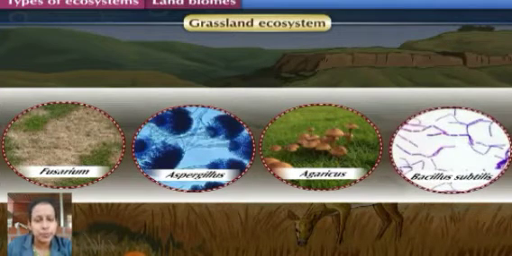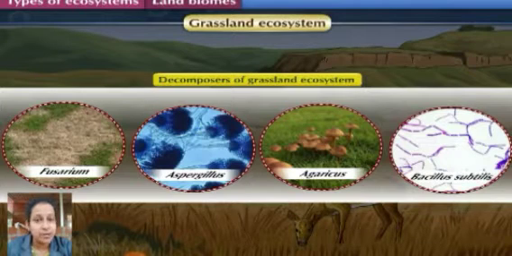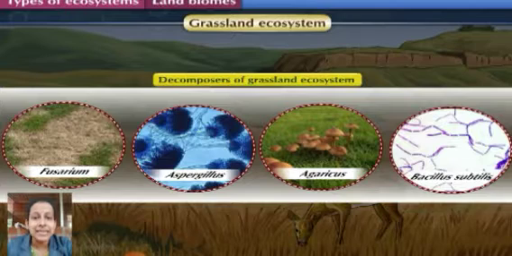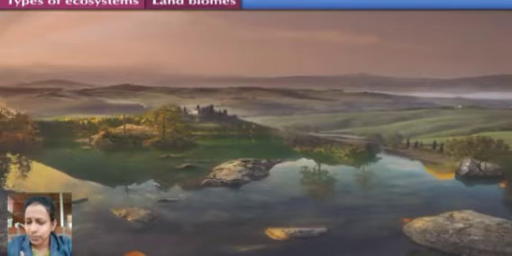All these names you may not remember, but these are the decomposers of the grassland ecosystem because they feed on the dead remains of plants and animals and convert the organic content into inorganic substances, which will be recycled as nutrients in the grassland ecosystem. Fine.